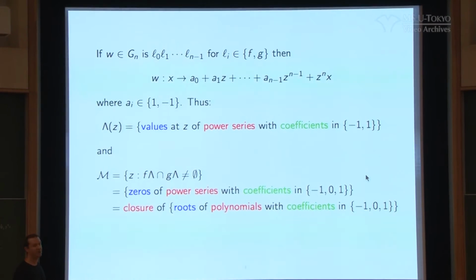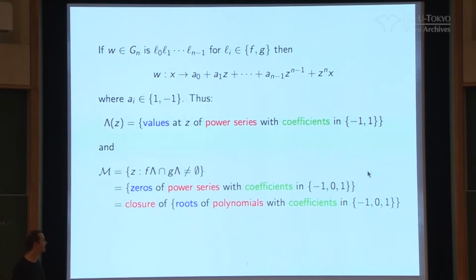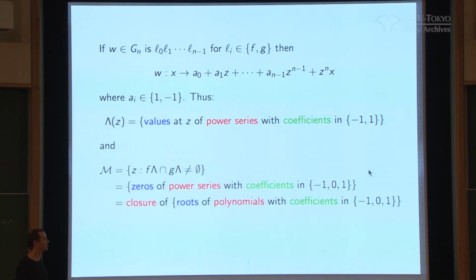And a power series with coefficients -1, 0, and 1, you can truncate it at some point and get a polynomial with coefficients in -1, 0, and 1. And the zeros of the power series can be approximated by zeros of polynomials. And so this Mandelbrot set is, in fact, the closure of the set of roots of polynomials with coefficients in -1, 0, and 1. Okay, so even this extremely simple setup gives rise to quite an interesting set.